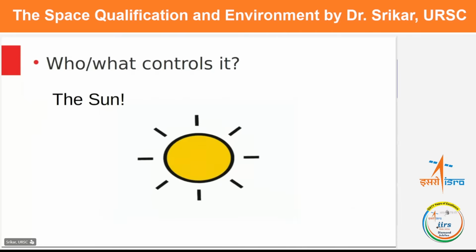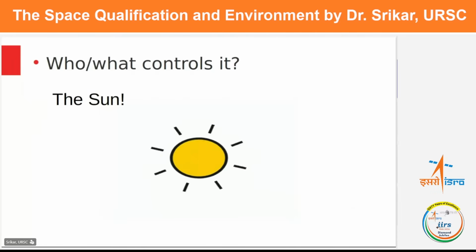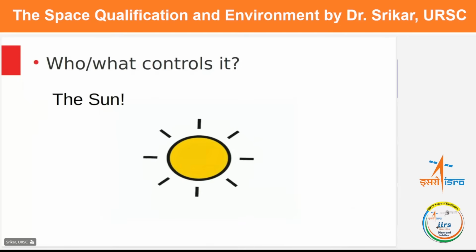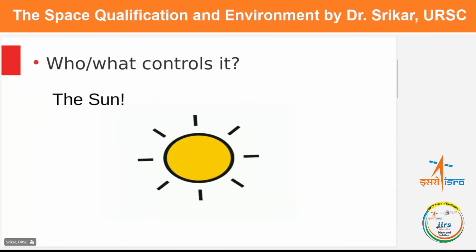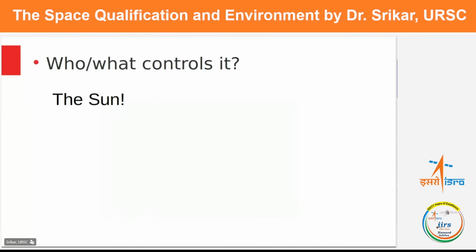So who controls it? Of course, now the prime mover for all of this space environment is the sun, because as I have shown in the previous slide, the sun is the nearest star that holds our solar system, and its effects are the ones that permeate into the heliosphere. So much of the effects that we see in terms of space environment can be associated to the sun. So in what ways?